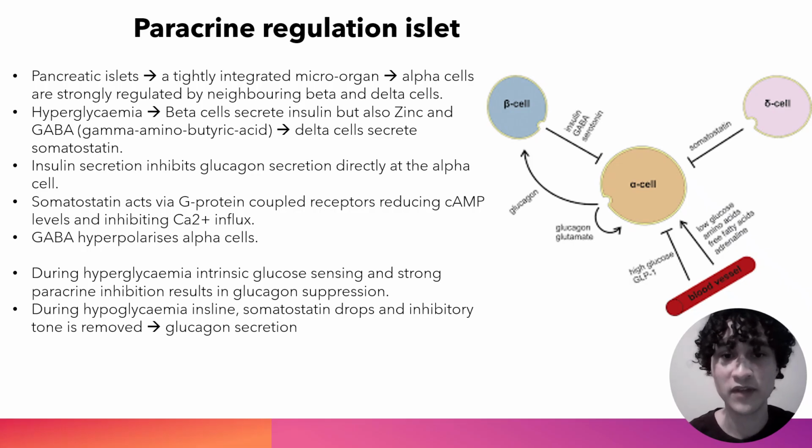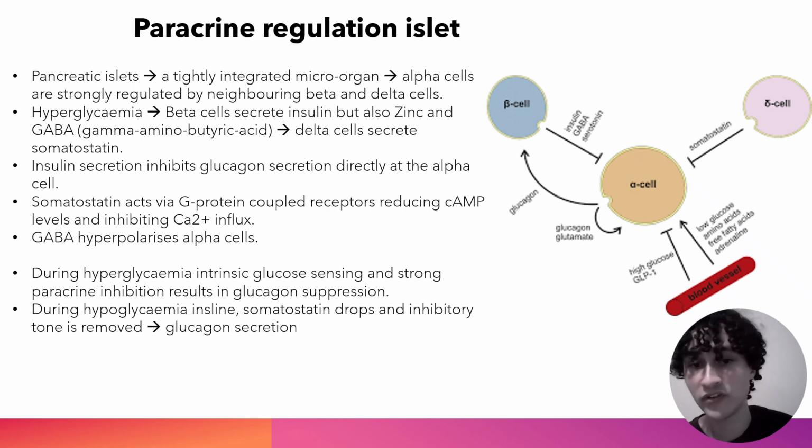They're composed of the beta cells which secrete insulin, the delta cells which secrete somatostatin, and the alpha cells which secrete glucagon. But of course, the beta cells also secrete gamma aminobutyric acid. They also secrete somatostatin, and they secrete insulin, and that has an effect on the alpha cell and glucagon synthesis and secretion. And so does the delta cell, because the delta cell will secrete somatostatin.